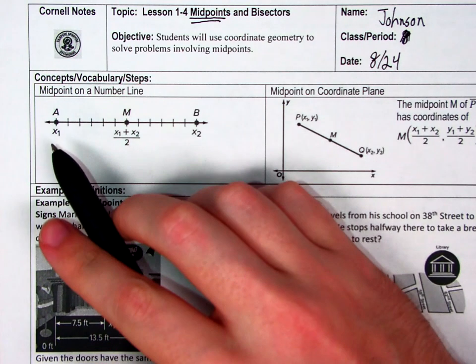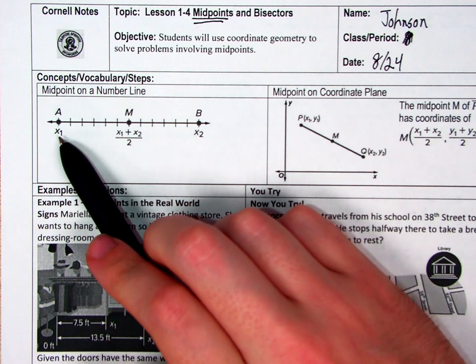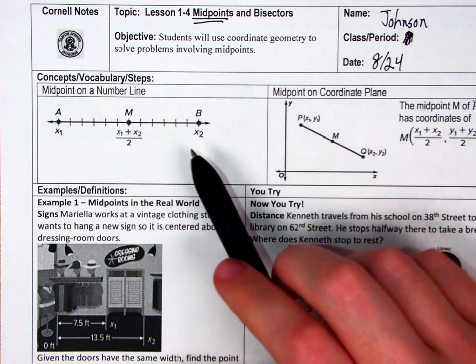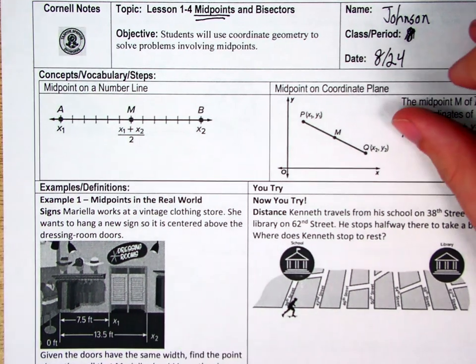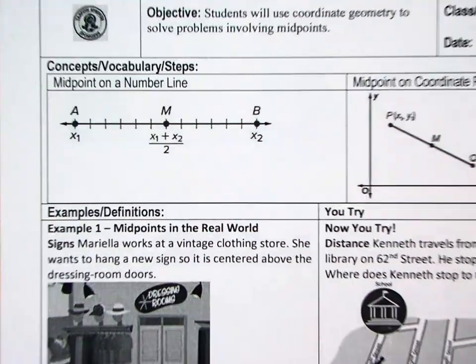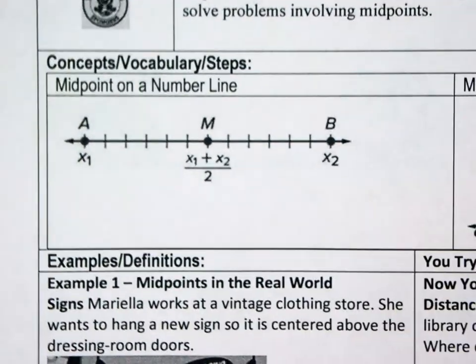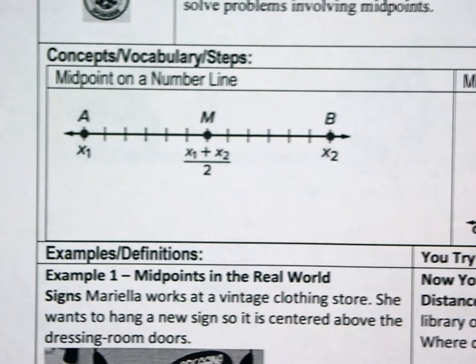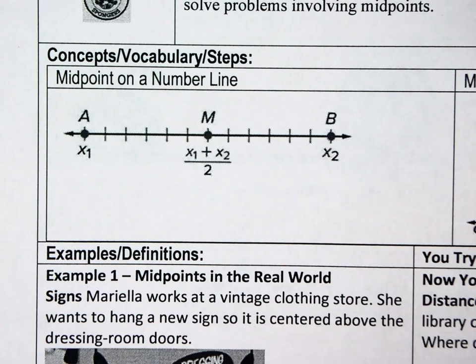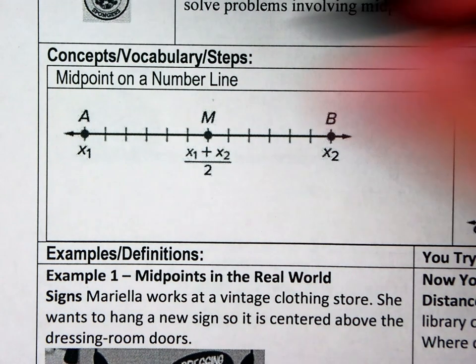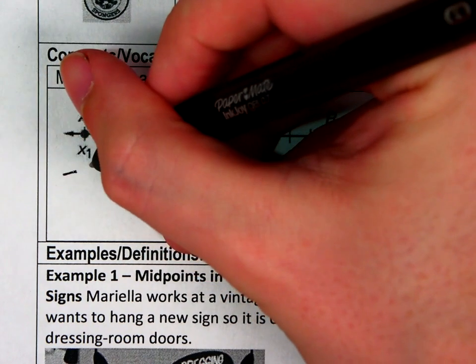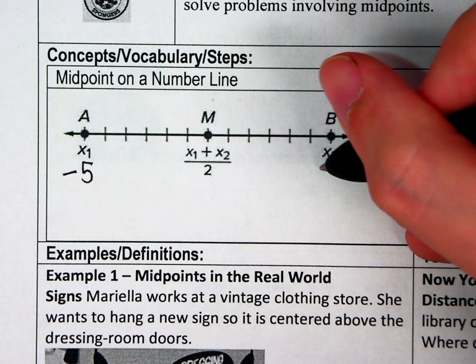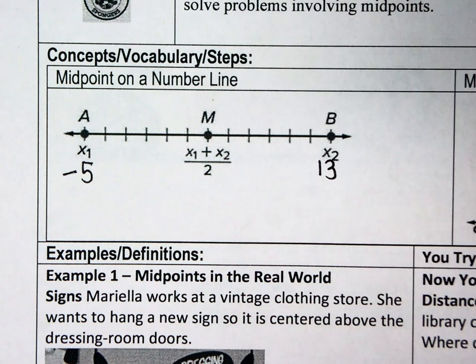To find the midpoint on a one-dimensional number line, we just need to know two locations, x1 and x2. If we know those two locations, we just add our x1 and x2 and divide by 2. We approached it a little bit more by plugging in some numbers. We said, let's call x1 -5, and x2, let's call it 13.